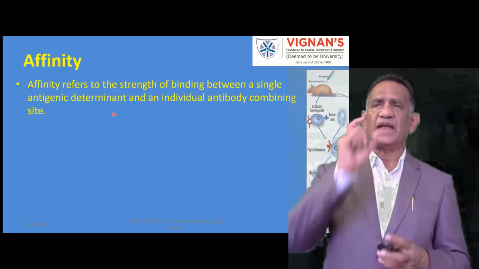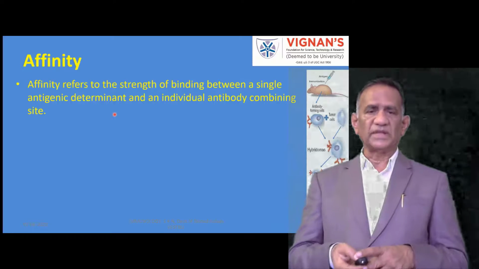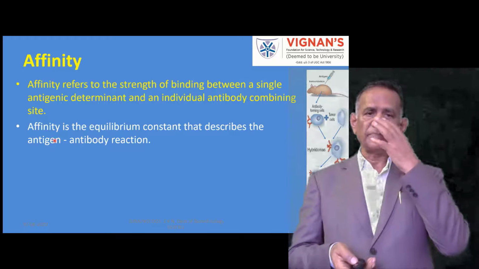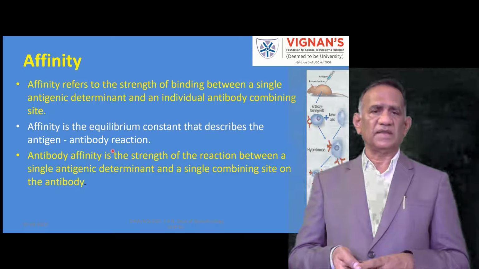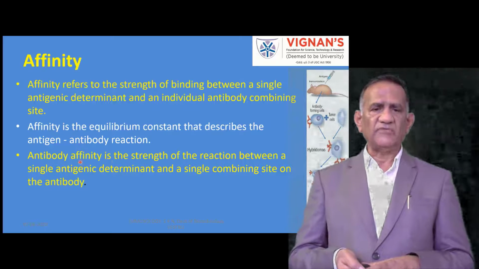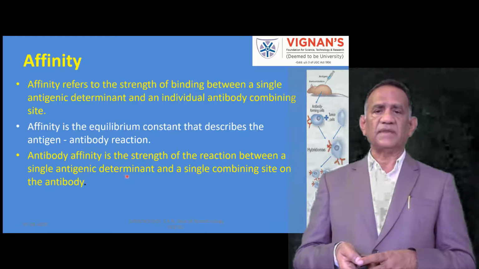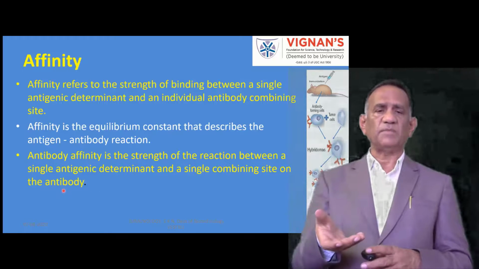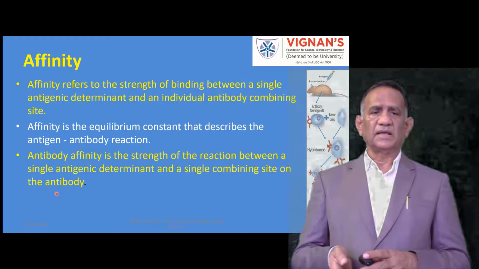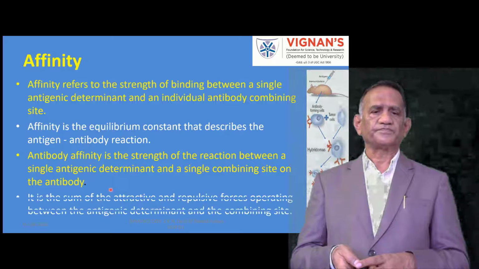That is, every antibody is made against one antigenic determinant. That's called the epitope. That is the strength. That's what we study. Affinity is the equilibrium constant that describes the antigen-antibody reaction. Antibody affinity is the strength of the reaction between a single antigenic determinant and a single combining site on the antibody. The combining site on the antibody is called the paratope. The combining site on the antigenic determinant is called the epitope.